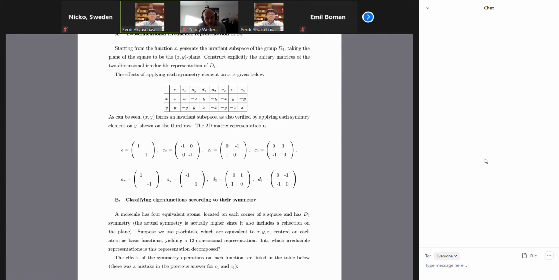Okay. So the problem is to classify basis functions according to their symmetry. So we have group D4, which is a group of symmetry operations corresponding to a perfect square. So we did this in the very first problem.